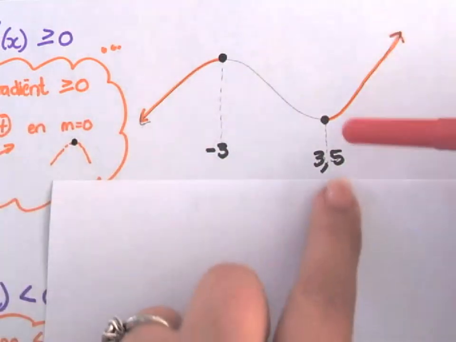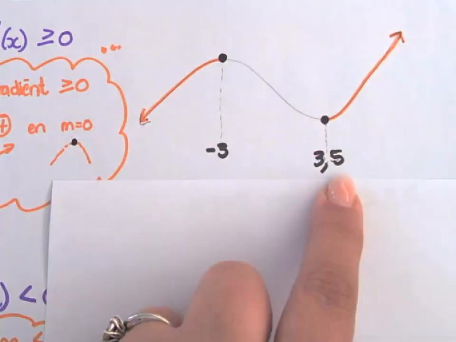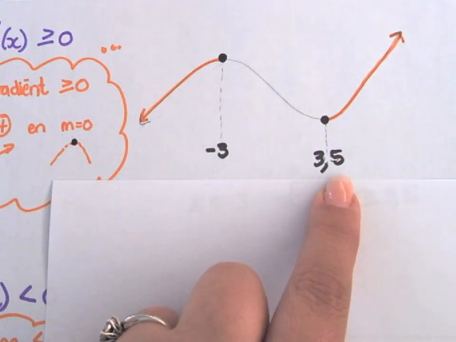Where is the gradient positive? After 3.5, but I have to include 3.5 as well because the turning point must be included.